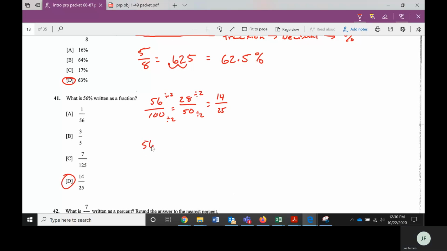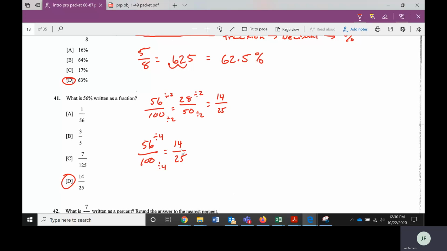I'm just going to show you. The reason it didn't show up right away is because 2 wasn't the biggest number that goes into both. 4 actually goes into both. So if we divide, 56 divided by 4 is 14, and 100 divided by 4 is 25.